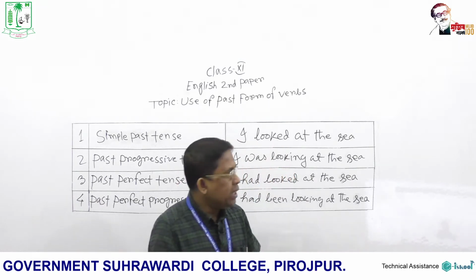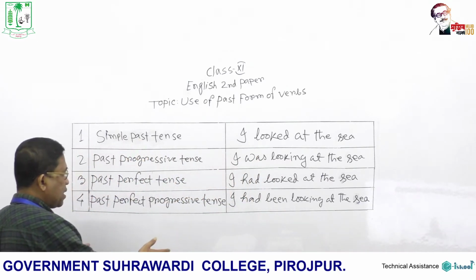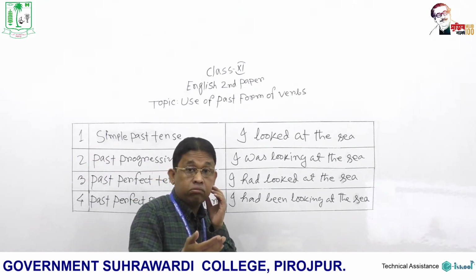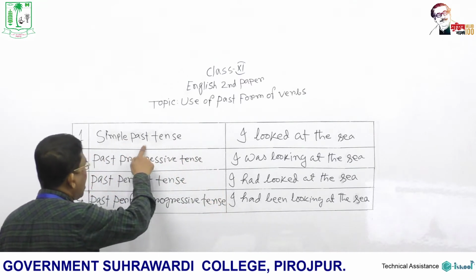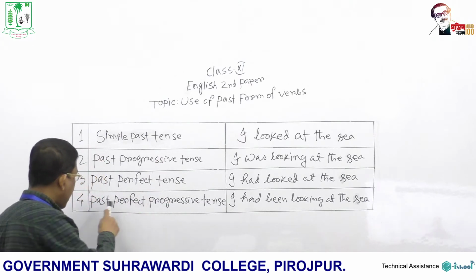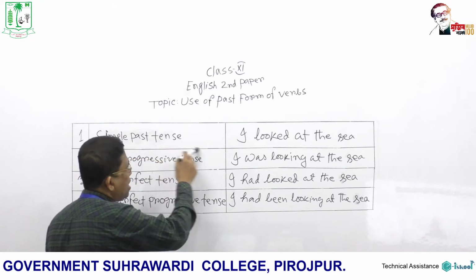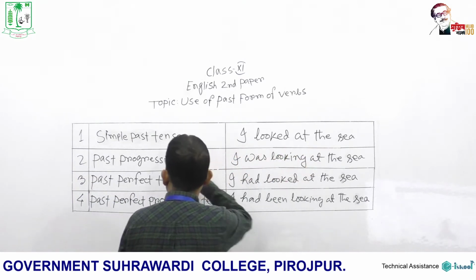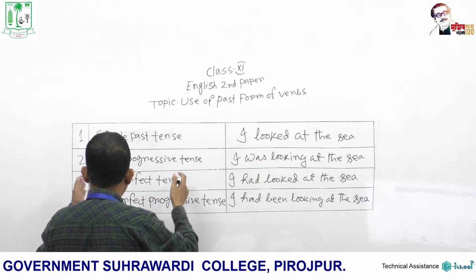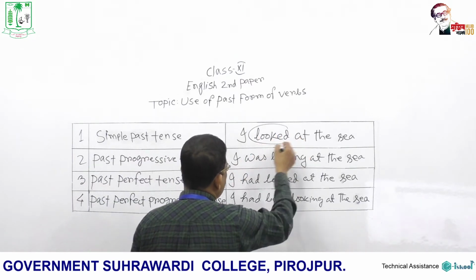Anyway, within past tense, we have 4 subtypes. That is, past tense is of 4 types: simple past tense, past progressive tense, past perfect tense, and past perfect progressive tense. Simple past tense: I looked at the sea. This is the example. These are the subtypes of past tense, and these are the examples. Notice here, I looked at the sea.